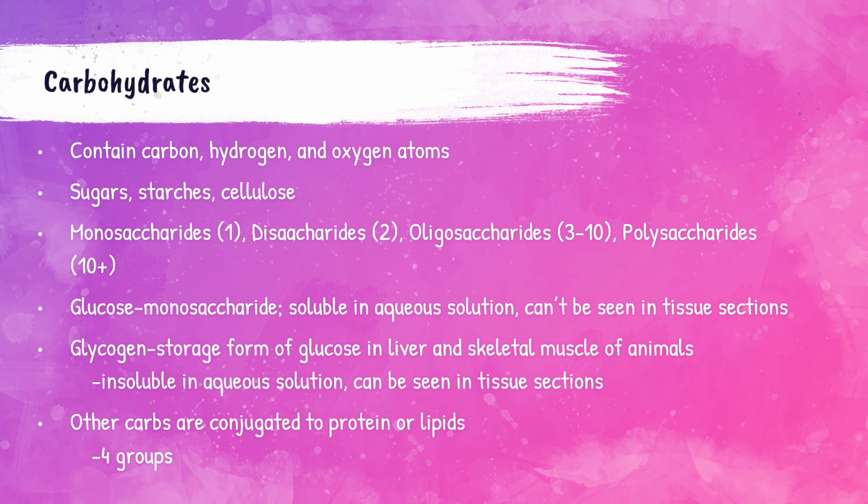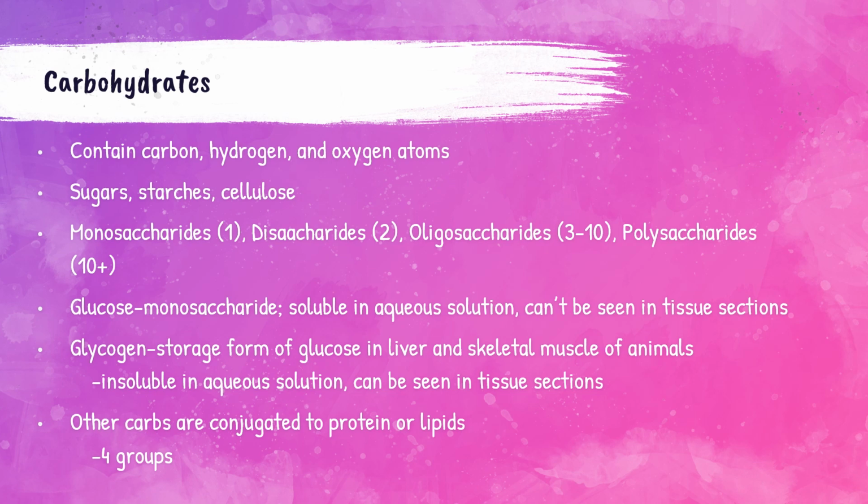Glucose is a monosaccharide whose primary role is to act as a source of energy for the body. It is soluble in aqueous solutions, meaning that it is dissolvable in water. And because of this solubility, it cannot be seen in tissue sections.